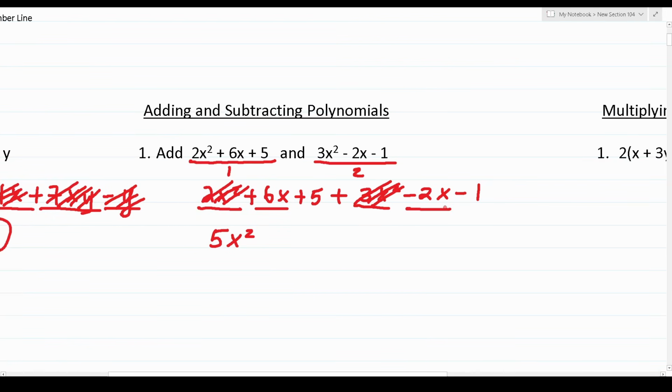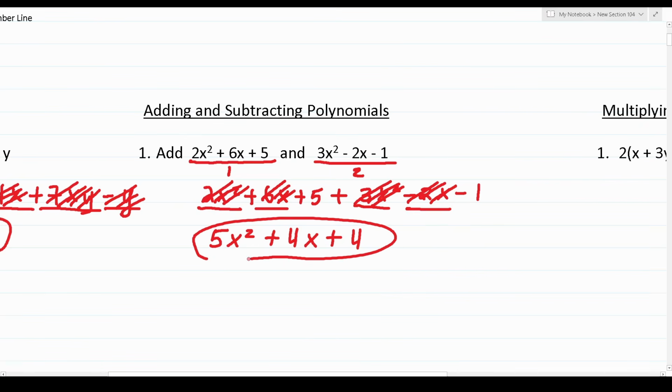Again, negative 2x, we have x raised to the first power. 6x minus 2x is 4x. So let's go ahead and cross those out. And then finally, we have 5 minus 1, which is just 4. All right, so that's all there is to adding polynomials. It's pretty simple and straightforward.